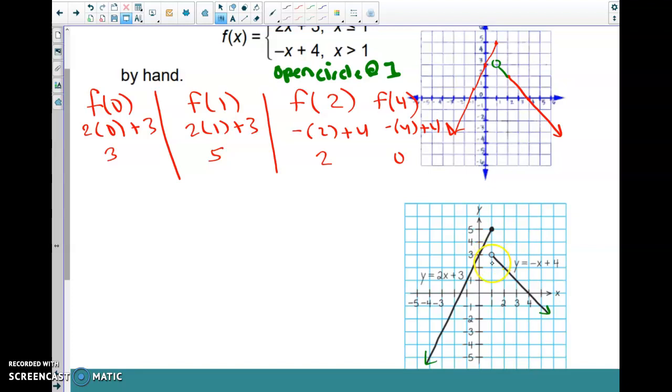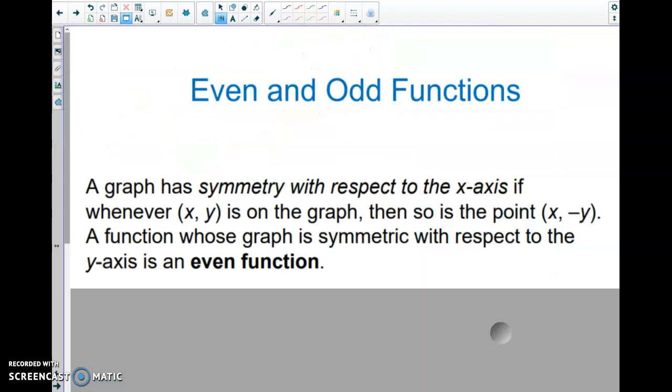Notice they have that open circle there at 1. So the biggest thing that people need to remember is putting the open circle at the one where it's not equal to. Even and odd functions have to do with symmetry of your graphs.